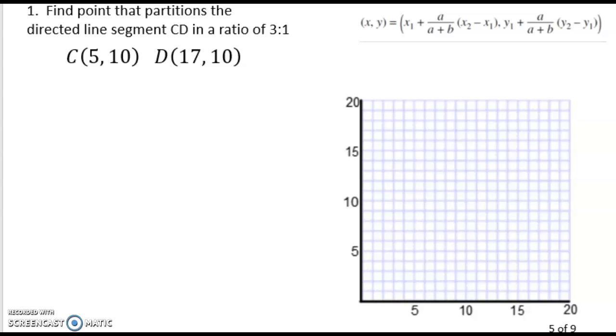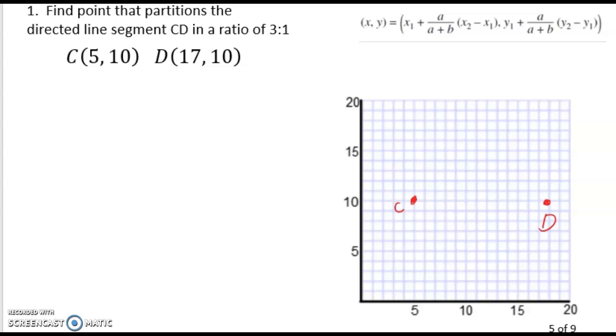Okay, so let's work on finding the point that partitions the directed line segment CD in a ratio of 3 to 1. So the first thing I want to do is briefly jot down where these points are and estimate where I think the partitioning point is going to be. So this is my point for C, and then 17, 10 is my point for D.